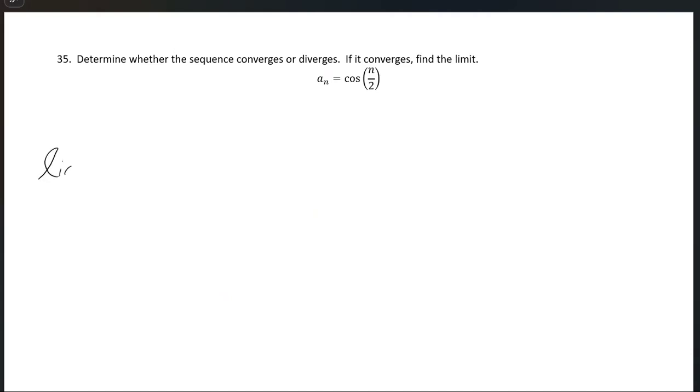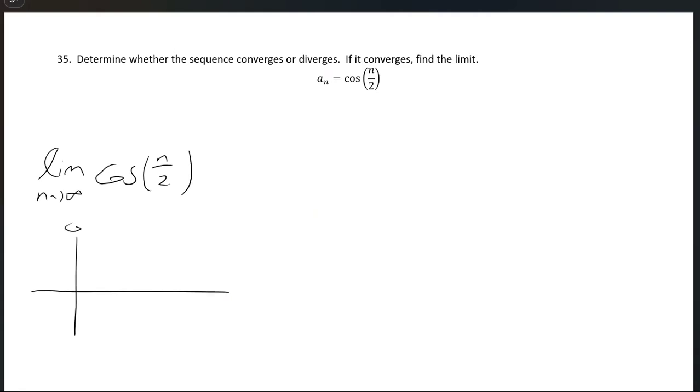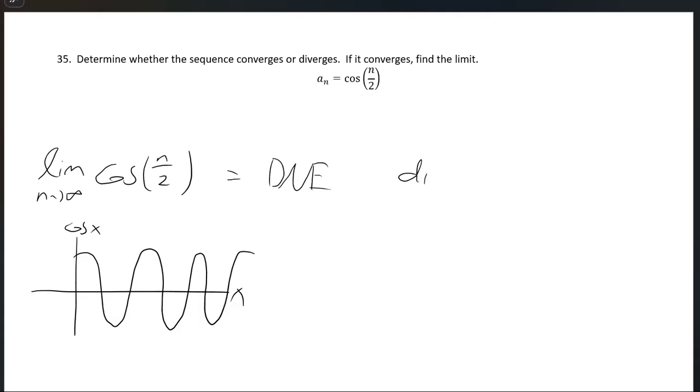So limit as n goes to infinity, cosine of n over 2. Well, as n gets bigger and bigger, what happens to cosine? What does cosine of x look like as a function? Cosine x, this is x. It oscillates between -1 and 1, yeah? So even if we divide x or n by 2, it just stretches it a little bit, right? The period is longer, but it still oscillates between two values. So this limit does not exist, and therefore it diverges.